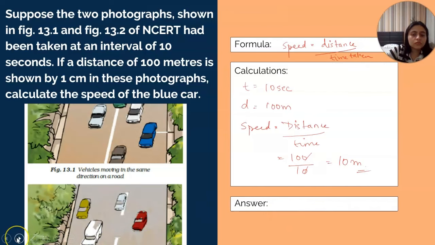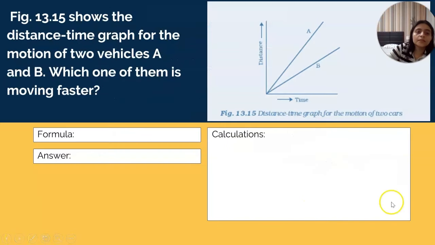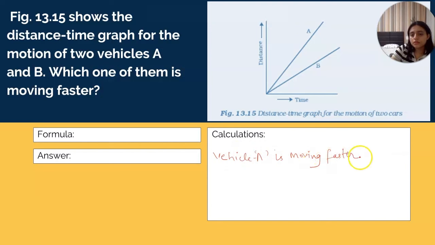Now next question. All right. So figure 13.15 shows the distance time graph for the motion of two vehicles A and B. Which one of them is moving faster? So you can see by itself, see whose graph is longer, whose line is longer, A. So vehicle A is moving faster. All right.